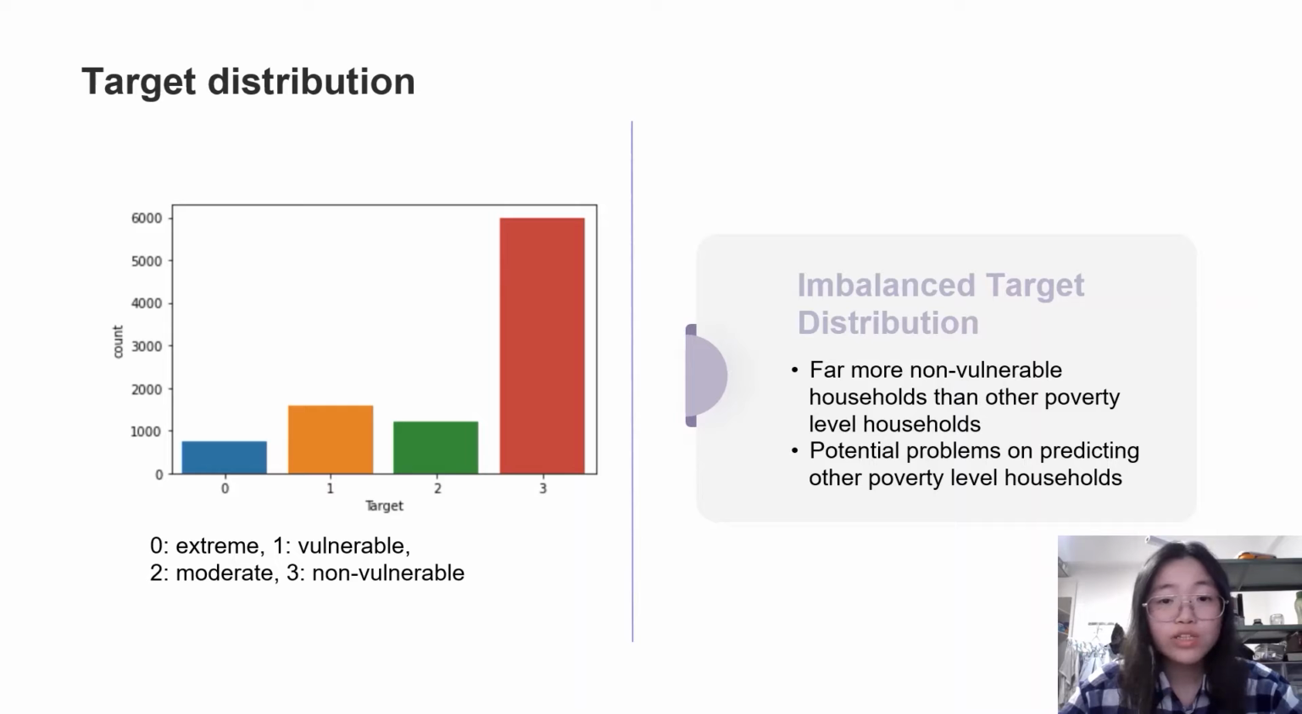First, we plot the distribution of the target class. As can be observed, there are far more households with non-vulnerable poverty levels than households with other poverty levels. Thus, we are facing a problem with the imbalanced target class distribution. This could indicate that we may face some problems in predicting households other than the non-vulnerable poverty level, as we see far fewer data samples on them.